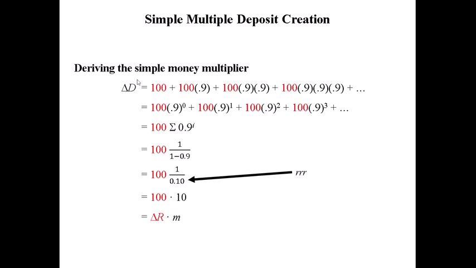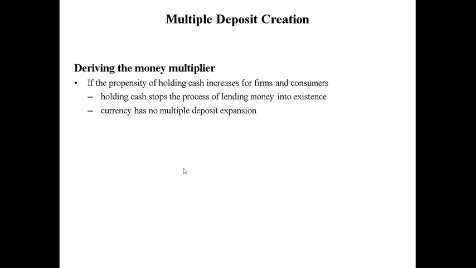And so the change in demand deposits equals the change in reserves times the simple money multiplier. Okay, what about the M1 multiplier?